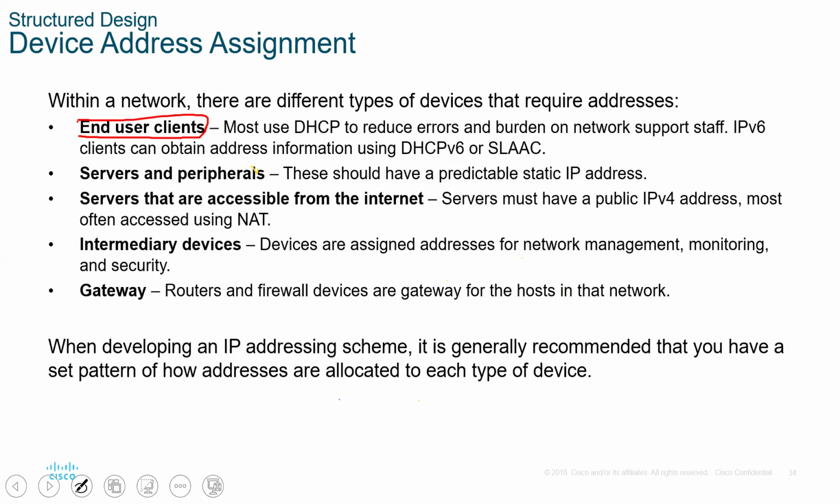You know, most of them use DHCP to get their IP addresses, and that is to help reduce errors and the burden on the network and so on and so forth. Okay, then in IP version 6, it uses DHCP version 6, or it uses SLAAC. SLAAC means stateless address auto-configuration.